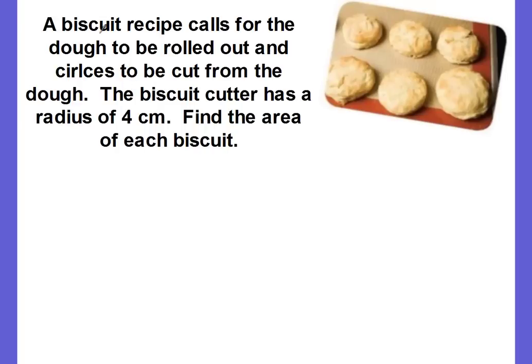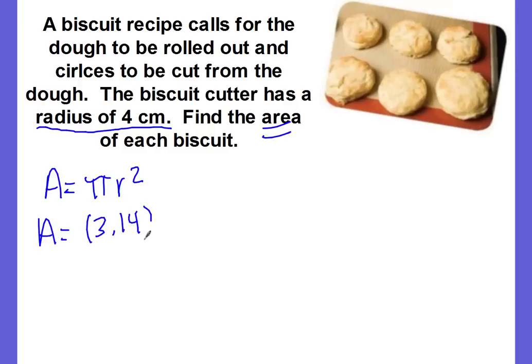Okay, we have a word problem. A biscuit recipe calls for the dough to be rolled out and circles to be cut from the dough. The biscuit cutter has a radius of 4 centimeters. We want to find the area. Okay, area formula. Area equals pi times the radius squared. We're going to write our equation where we substitute values for the letters and symbols. We don't know the area. It remains in A. Pi, we're using 3.14. We're given the radius of 4, and we have to square it.